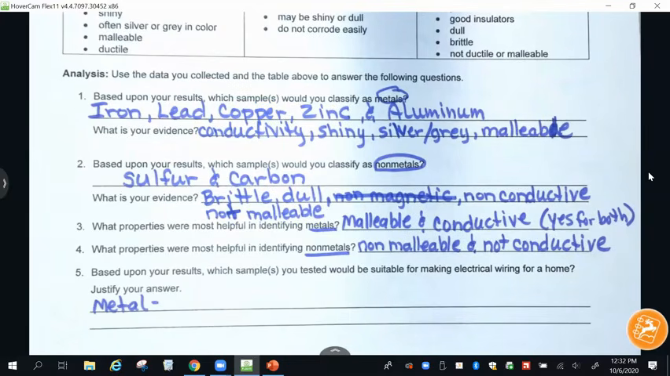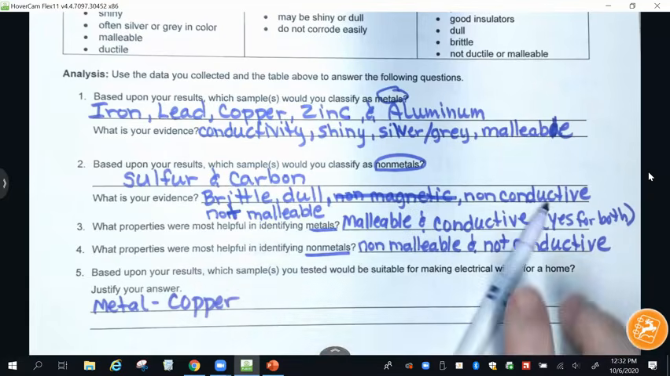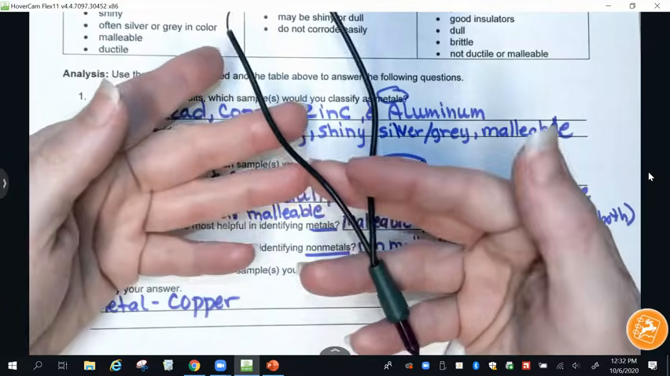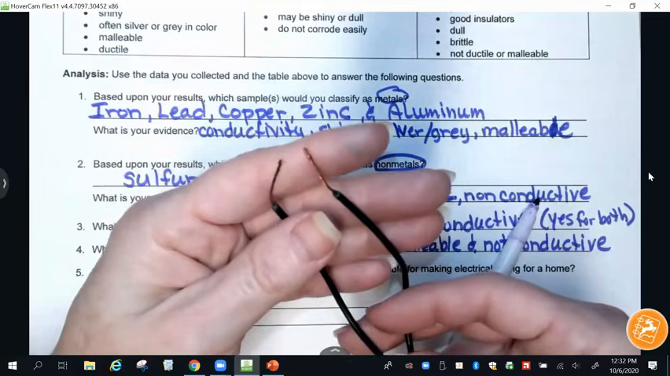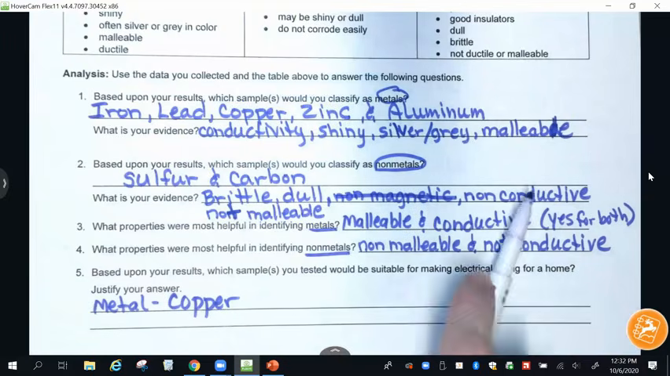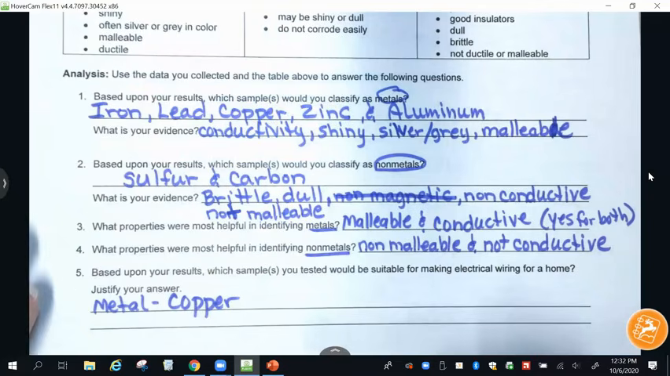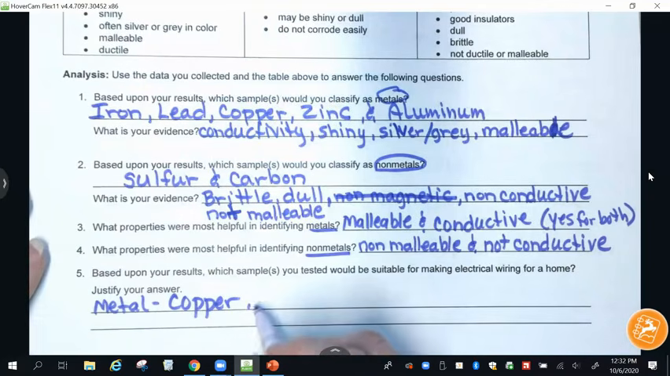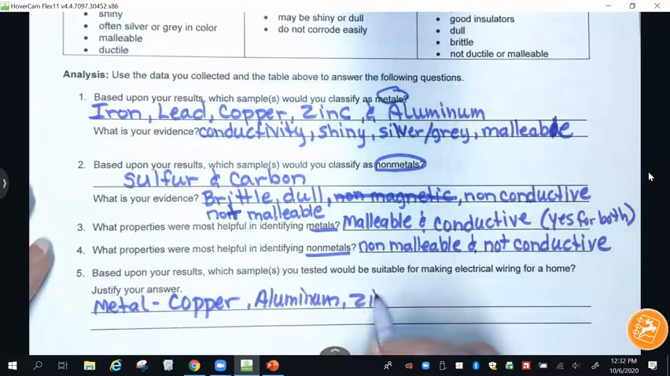Ezra. Absolutely copper. And did y'all notice that on my light bulb right here? Did you notice the wire? Yeah, I showed y'all. Yes, copper wire. So, is there another metal that would be really good that we tested? Aluminum. Okay, aluminum would be good. How about zinc? Does zinc work too? Yeah, zinc. So we could use copper, we could use aluminum, we could use zinc. What about iron?